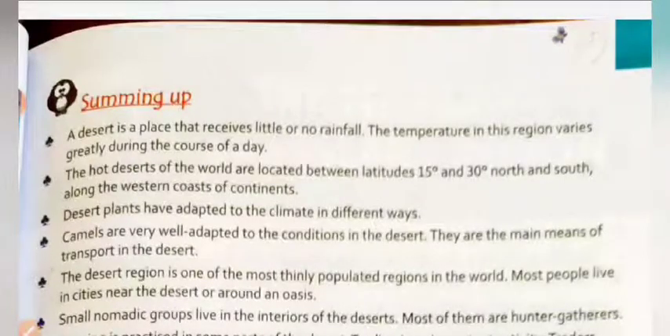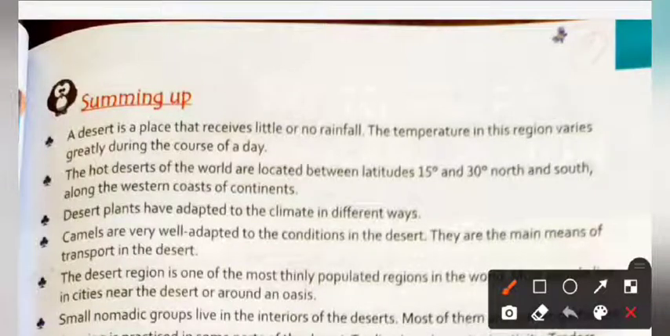As we say, the hot deserts are located in the western part of each continent. They are located between 15 to 30 degrees latitude, south and north, in both hemispheres.